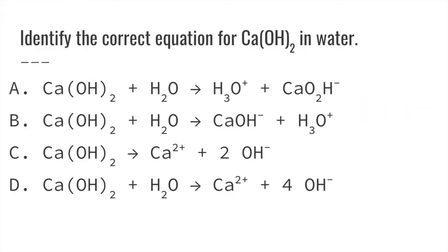Let's apply the definition of a base and the generic equation to identify the correct equation for what occurs when calcium hydroxide, Ca(OH)2, is dissolved in water. Take a moment to consider these four options. Which of these is the correct, balanced chemical equation showing that calcium hydroxide does what a base does when it's in water? I'll give you about 15 seconds.